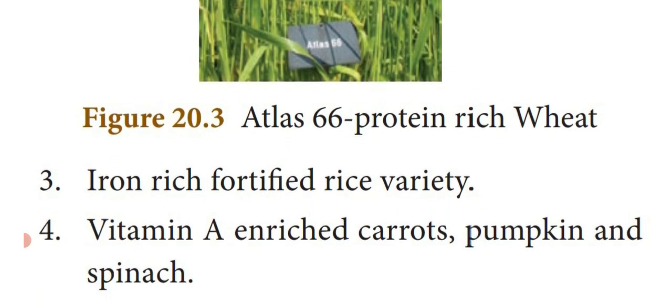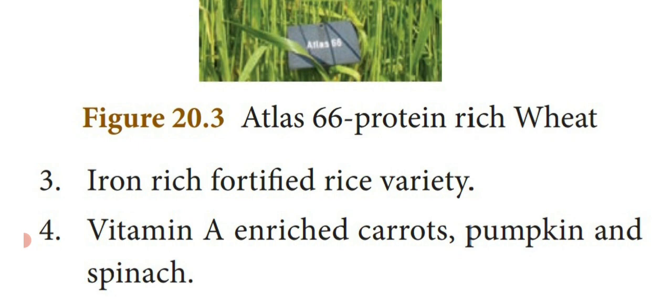Next one, another kind of rice variety is also produced. So we have seen two diagrams. Both diagrams show high protein content wheat varieties. One is the Proteina, which contains lysine. Another one is the Atlas 66, which is a protein rich wheat variety. Next one, some rice variety which contains a large quantity of iron. That is said to be iron rich fortified rice variety.